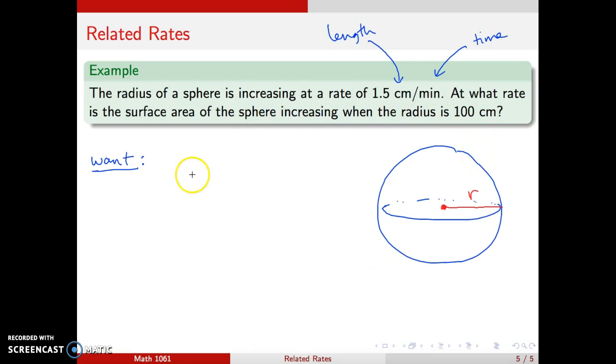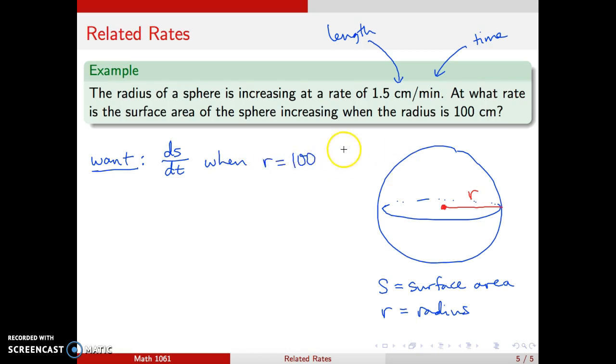So let's say S equals surface area. Say R equals the radius. So I want to find dS/dt, the rate of change of the surface area, when R equals 100, and that's centimeters.